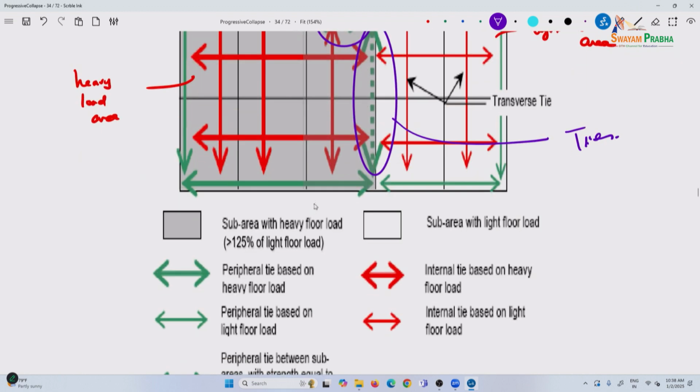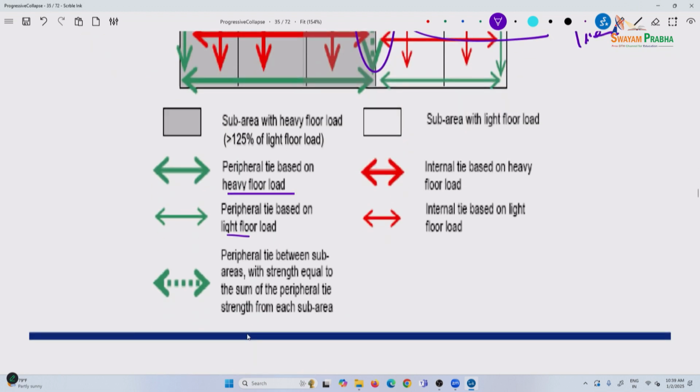So sub area with light, then peripheral ties are based on the heavy floor load, peripheral ties are based on the light floor load, and then you are also providing peripheral tie between the sub areas with strength equal to the sum of the peripheral tie strength from each sub area. You will see how to calculate in the coming slides.